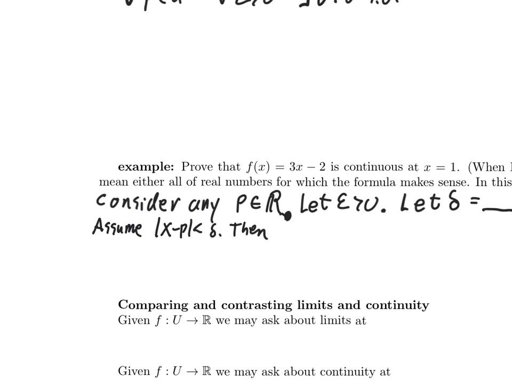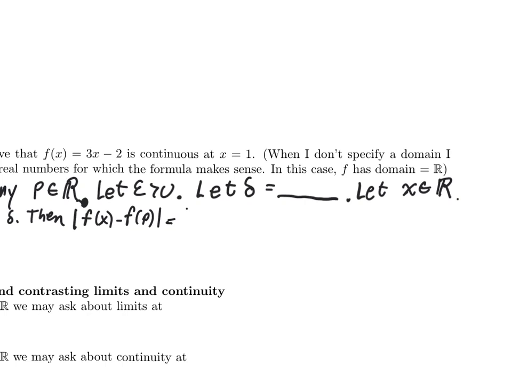Then I need to show that the absolute value of f of x minus f of p is less than epsilon. So let's just go through the walk of trying to show it. Let's expand out the absolute value of f of x minus f of p. That is equal to the absolute value of, f of x is (3x minus 2), parentheses for emphasis, minus f of p, parentheses because they're important, (3p minus 2), there's f of p.